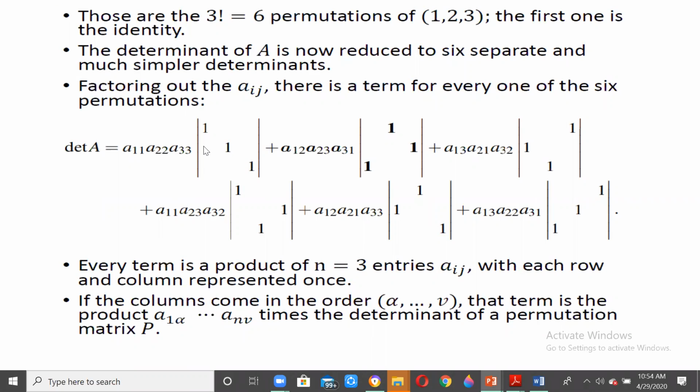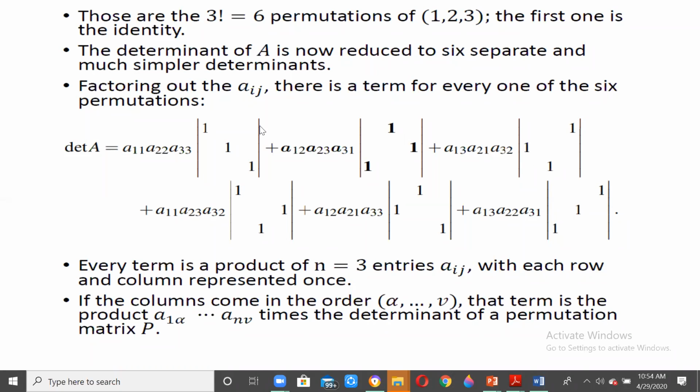So we can just take out the common value. The determinant of A is now reduced to 6 separate and much simpler determinants. So factoring out the Aij, there is a term for every one of the 6 permutations. Factoring just means you take the common value, then we'll get 1, 1, 1. If you take out this common value, you will get 1, 1, 1 at these different positions. Similarly, at different positions, you'll get 1, 1, 1.